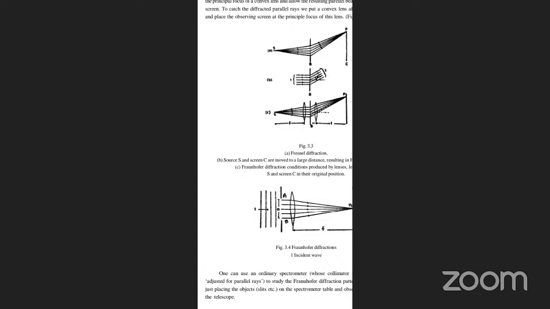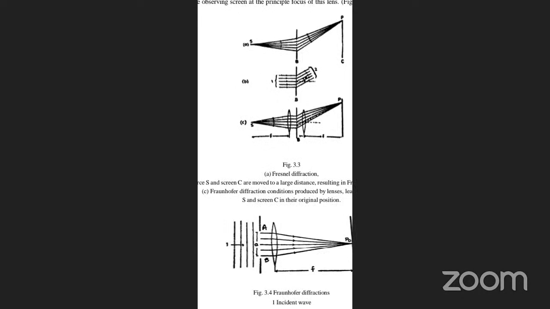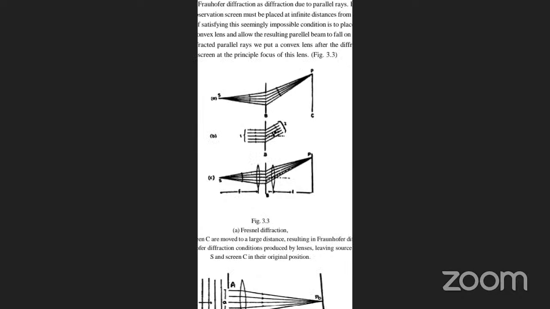So, Fresnel and Fraunhofer: figure A gives Fresnel diffraction, figure C gives Fraunhofer diffraction conditions produced by the lenses, with source S and screen C in their original positions. Now the last figure is Fraunhofer diffraction for an incident plane wave.